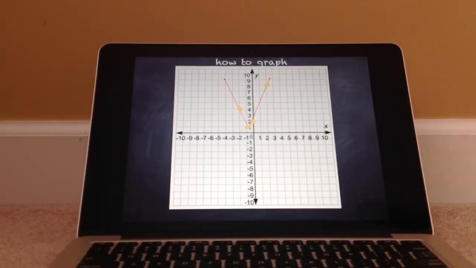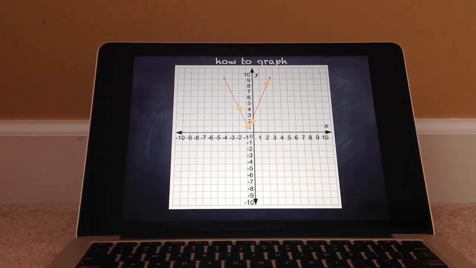Excuse me, and I did forget one. Over 0 and up 2. Then you will want to draw lines through it to make your V for the graph.